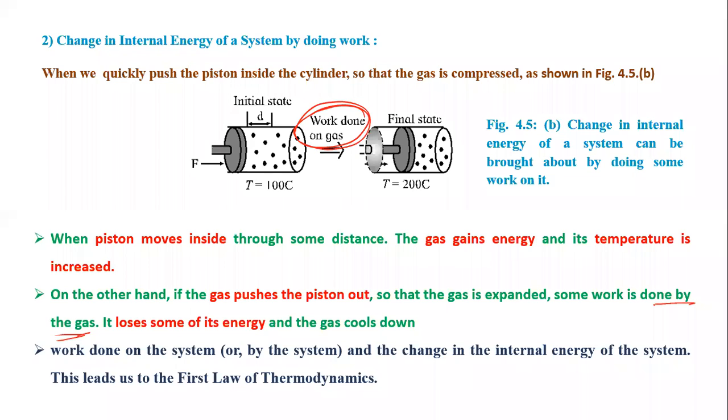Work done on system: when we do some work on the system, it changes the internal energy of the system. Means we can change internal energy in two ways. The first one is by heating it, or by doing work. And this leads us to the first law of thermodynamics.